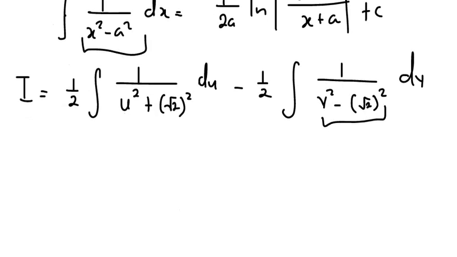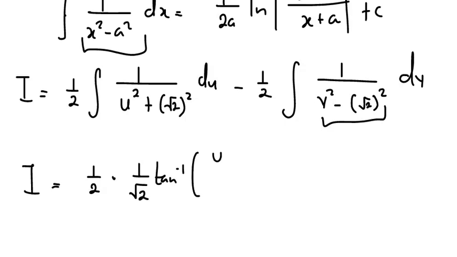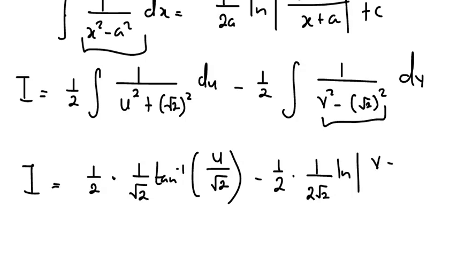So using those formulas, I is equal to 1 over 2 multiplied by 1 over root of 2 multiplied by the inverse tangent of u over root of 2, and then minus 1 over 2 multiplied by 1 over 2 times root 2 times the natural log of v minus root of 2 divided by v plus root of 2, and then we have our constant of integration.